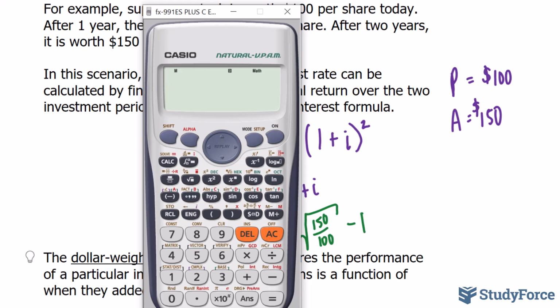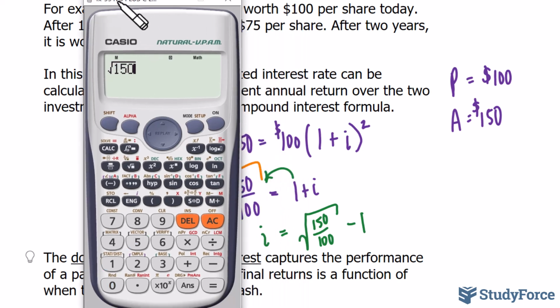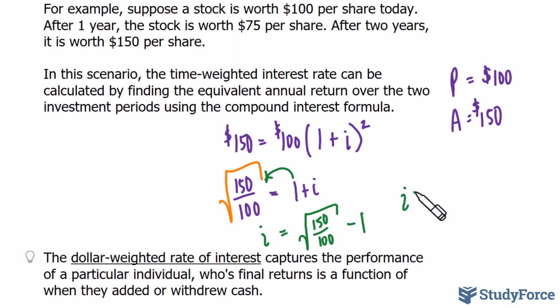Let's find out what that is. The square root of 150 divided by 100, take away 1, gives us an interest rate of 22.47, and that's a percentage. Therefore, we conclude that the time-weighted rate of return of this particular stock is 22.47% year after year. Now let's look at the dollar-weighted rate of return and see how it compares to this value.